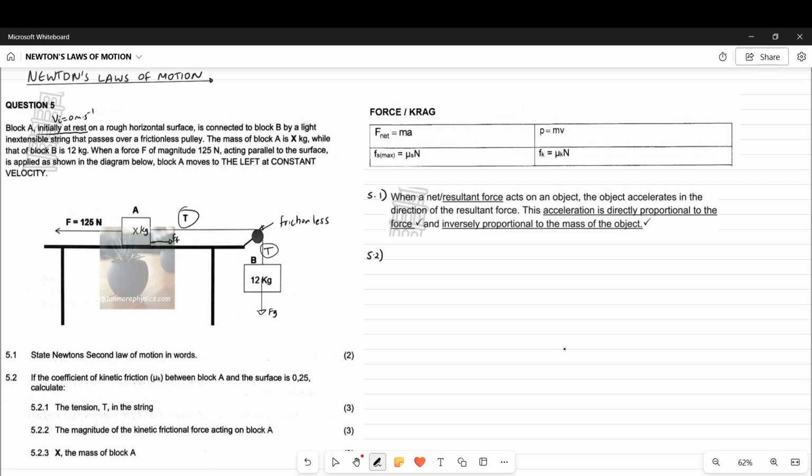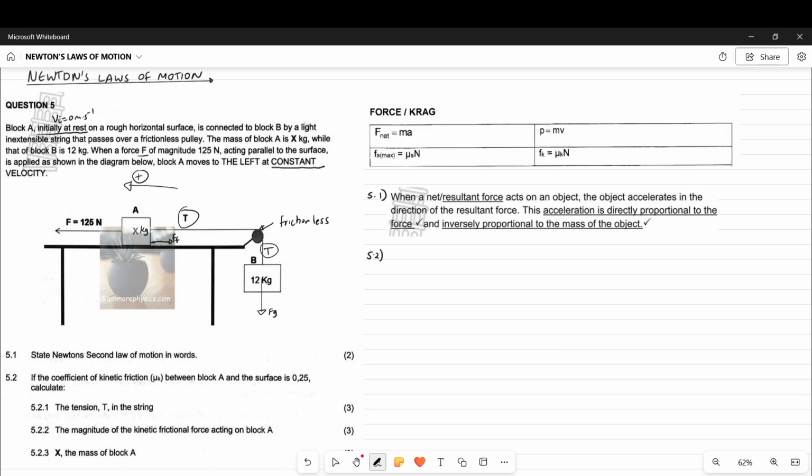So let's continue. Now, a force F of magnitude 125 Newton, acting parallel to the surface, is applied as shown in the diagram below. Block A moves to the left, so the direction of the motion, as we can see, is that side. So we're going to take all the forces that are going to the left to be positive. Block A moves to the left at a constant velocity.